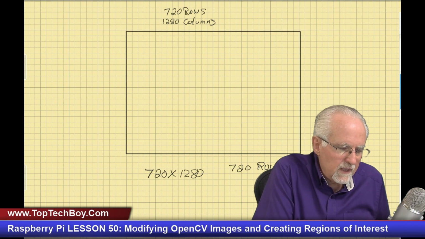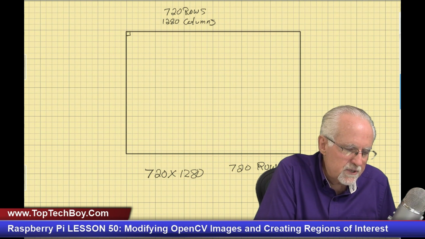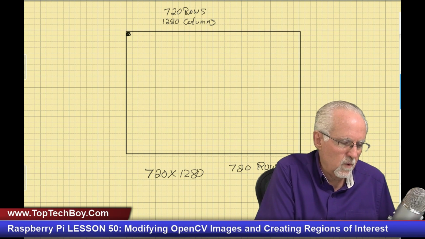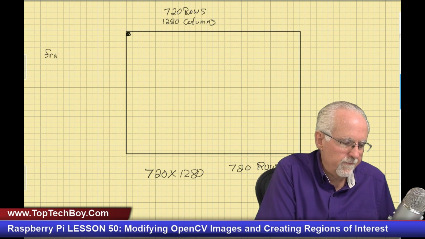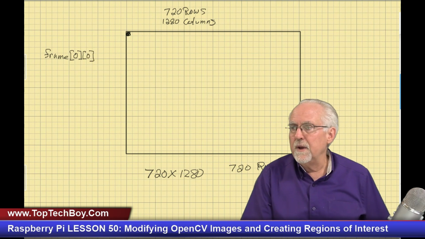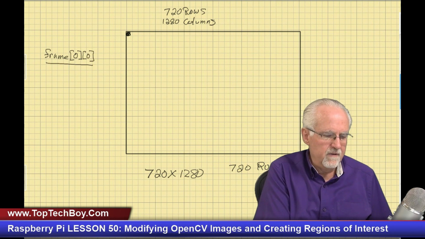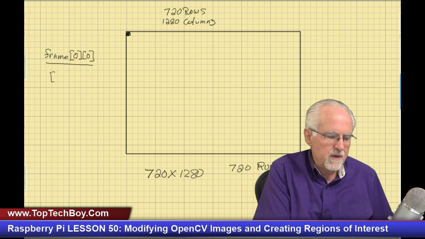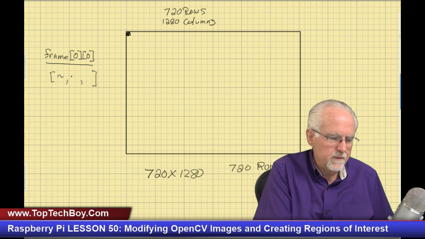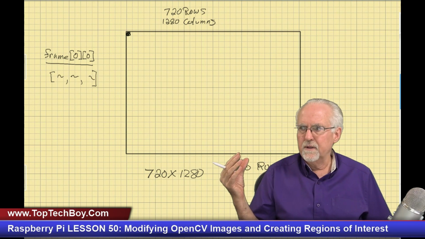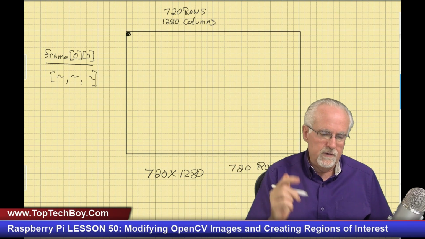Now, what we did last time is we started looking at this corner pixel. What was that corner pixel? It was frame of row 0 and frame of column 0. Then we could go in and look at that individual pixel, and what we saw was that a pixel had 3 numbers. Then we could see what the color strength was of that individual pixel.